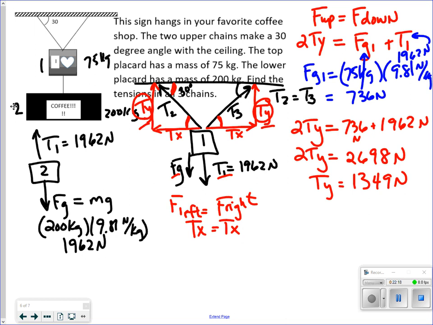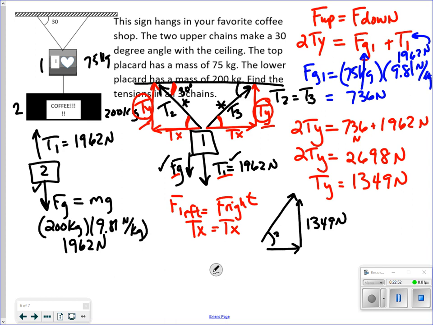Okay, so back to a new color. Let's talk about that triangle, right? Because right now, I've got this one figured out, this one figured out, this one figured out. I just need to find this one right here and that one right there. And my question is finished. Okay, so Ty is 1349. Let's just use the right side triangle. All right, so this is 1349 newtons.